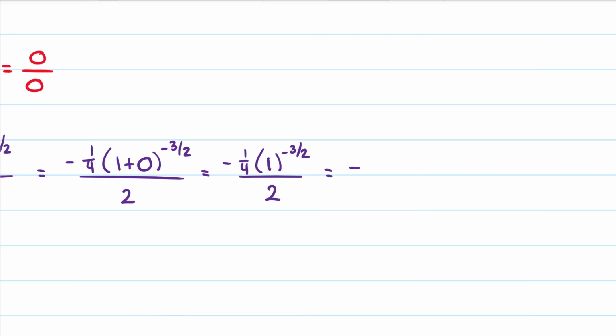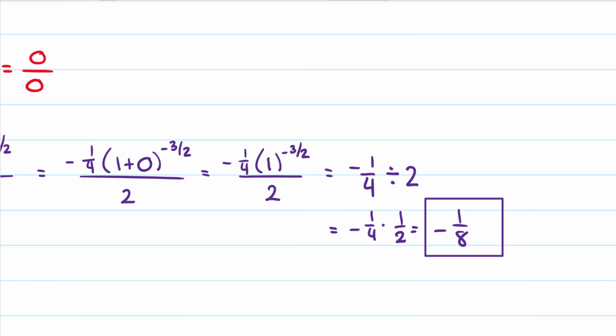So this is negative 1/4 divided by 2, which becomes negative 1/4 times 1/2, which is negative 1/8. So the limit of our crazy function in the beginning is actually negative 1/8. And we get that by using L'Hopital's rule, not only once, but we use it twice.